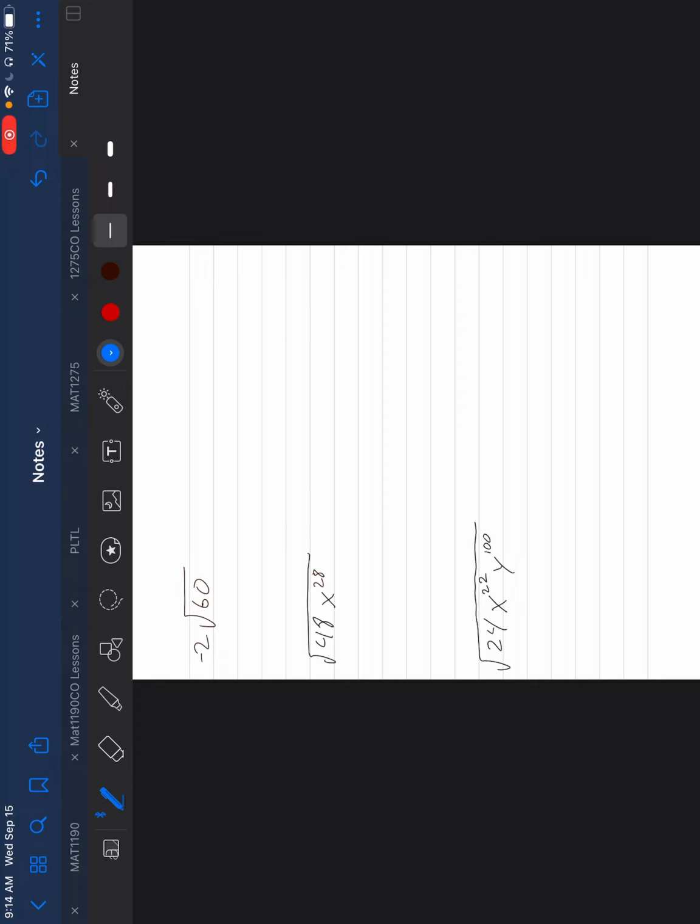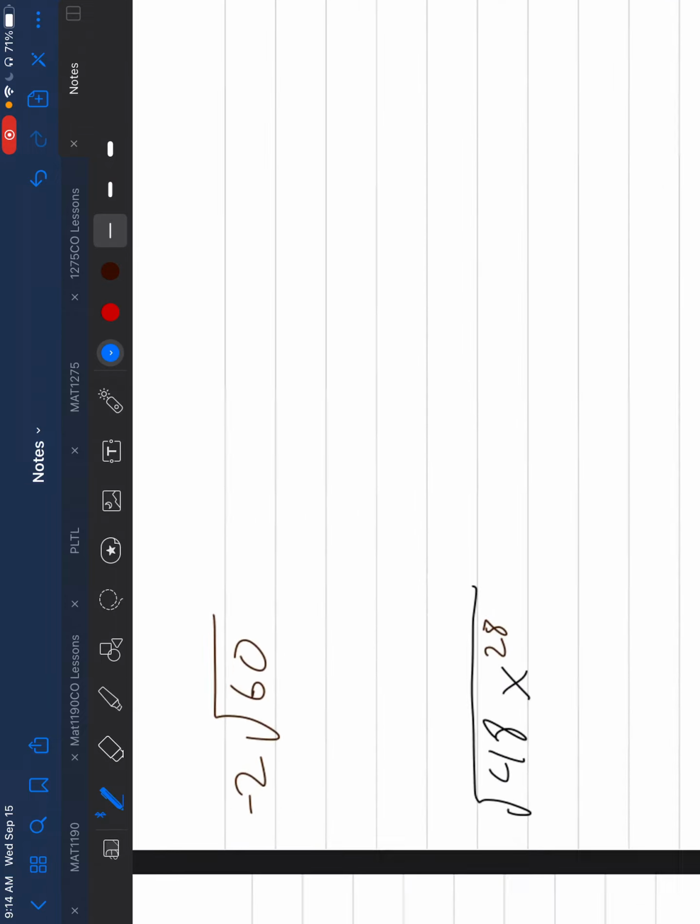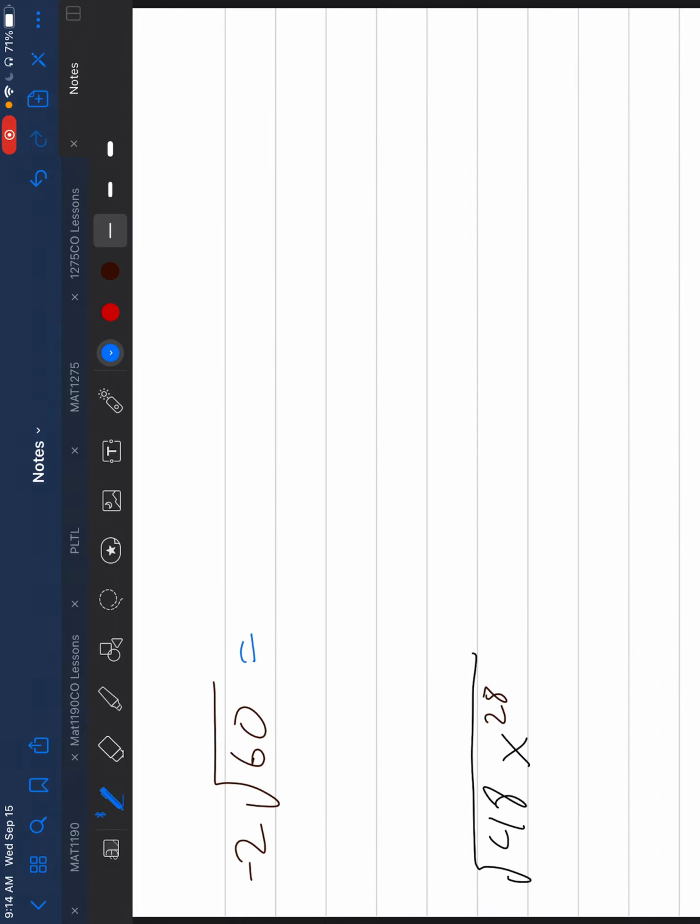Do a couple more examples here. Negative 2 radical 60. So just like before, right, again, here you can write out 1 and 60, 2 and 30. Let's use 4 and 15.